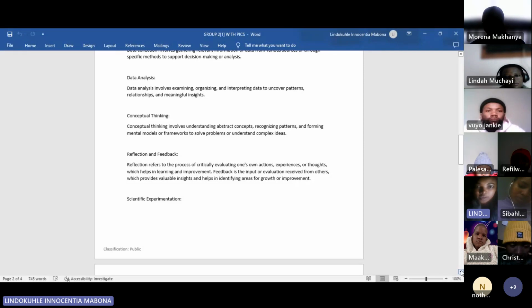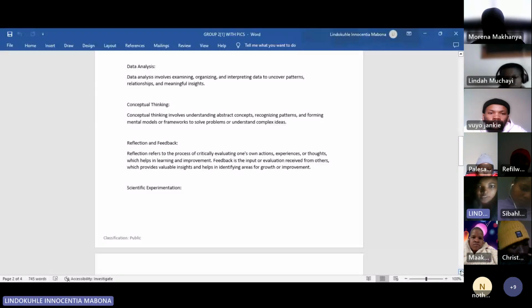Reflection and feedback. Reflection refers to the process of critically evaluating one's own actions, experiences, or thoughts, which helps in learning and improvement. Feedback is the input or evaluation received from others, which provides valuable insights and helps in identifying areas for growth and improvement.